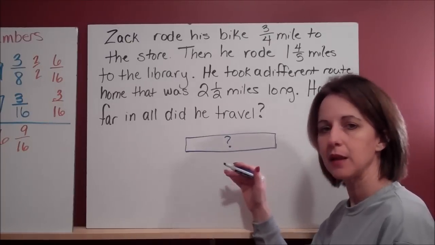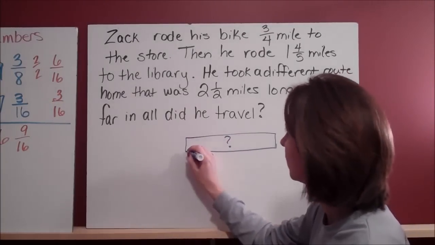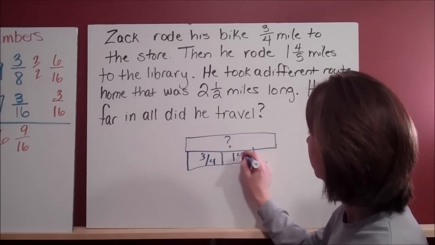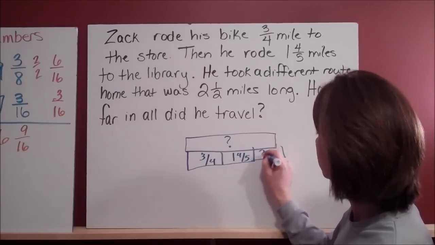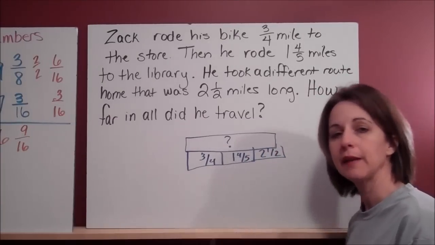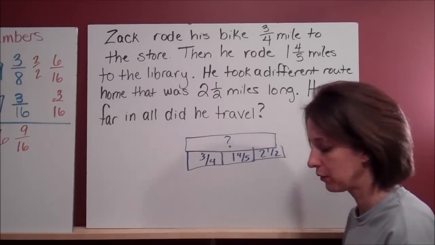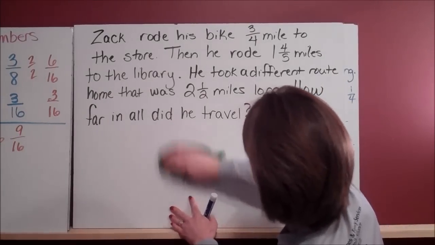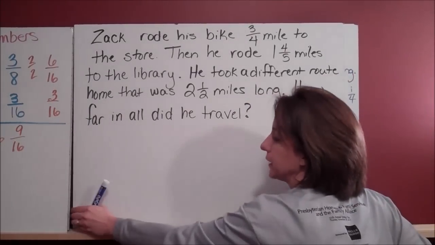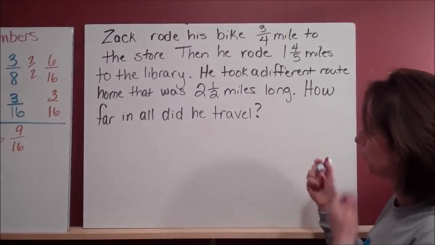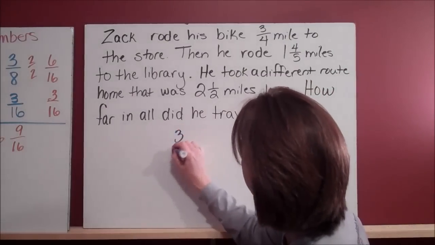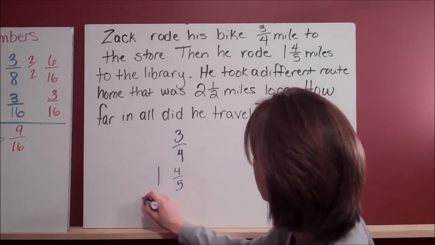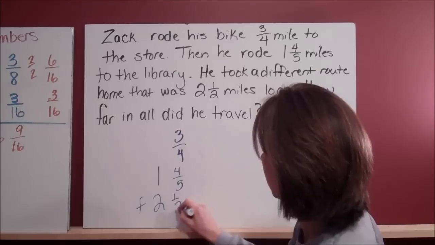Well, what 3 things are going to make how far he traveled? Well, this one could be 3/4, and this one is 1 4/5, and this one is 2.5. And then we have to combine them to get the total. So I'm going to erase this so I have room to write, and we are going to add them. But thinking blocks helps you figure out whether it's an addition, subtraction, multiplication, or division problem. So 3/4 plus 1 4/5 plus 2 1/2.